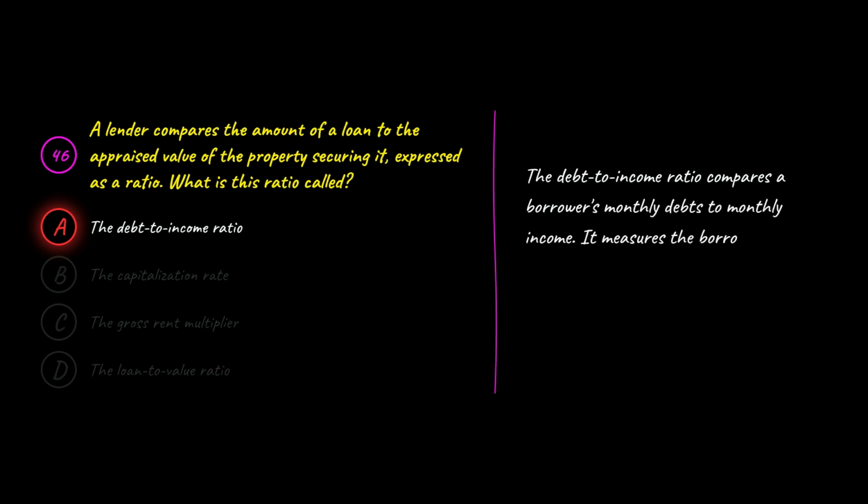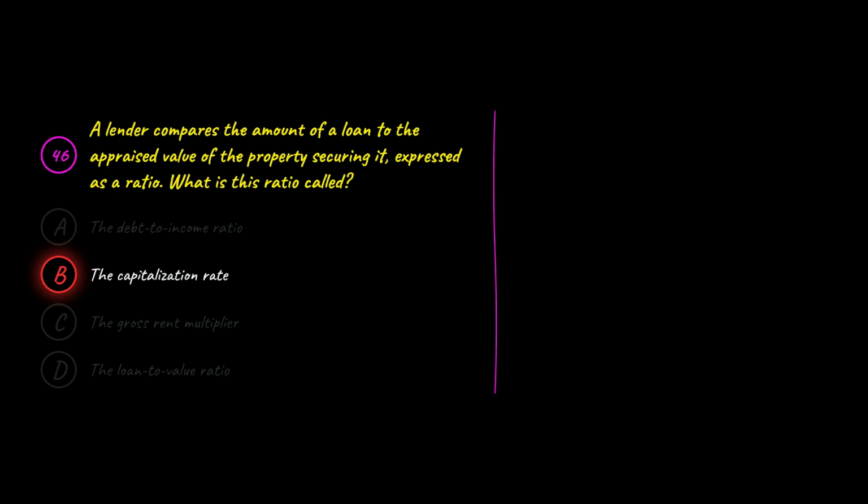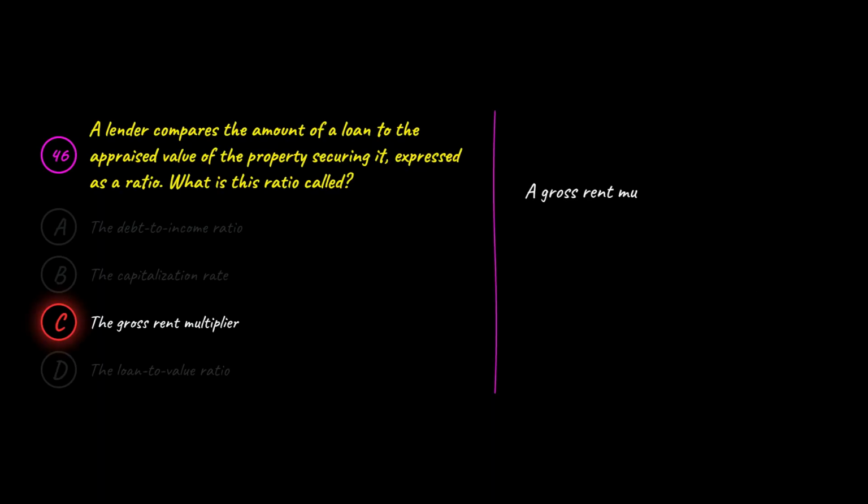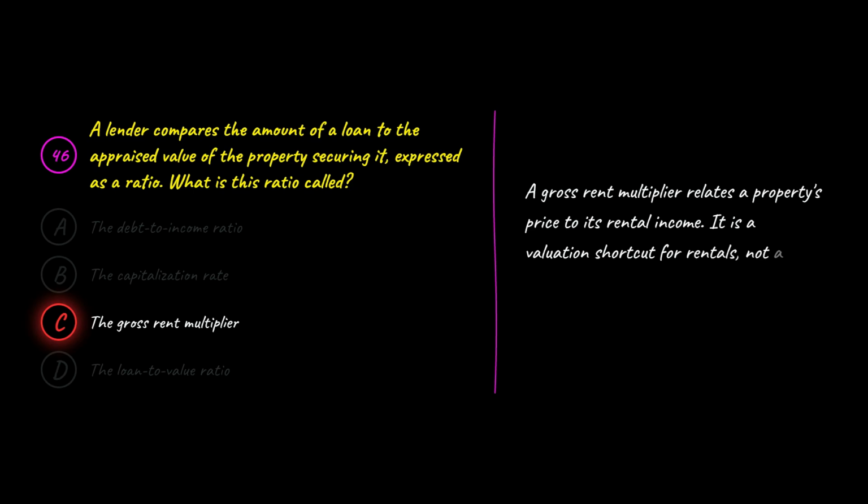It measures the borrower's capacity to repay, not the relationship between the loan amount and the property's value. B is wrong because a capitalization rate relates a property's net income to its value for investment analysis. It evaluates income property, not the ratio of a loan to the value of the collateral. C is wrong because a gross rent multiplier relates a property's price to its rental income. It is a valuation shortcut for rentals, not a measure comparing a loan amount to the property's appraised value.